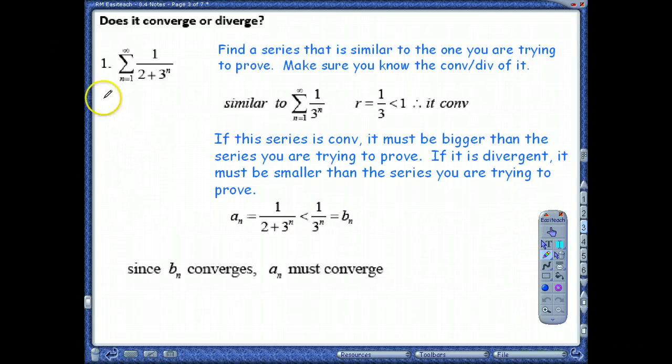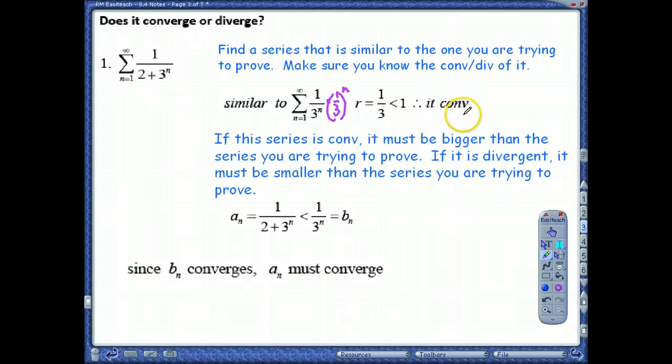On my first example here, I'm looking at 1 over 2 plus 3 to the nth power. I want to find a series that is similar to the one I'm trying to prove. So I have 1 over 2 plus 3 to the nth, so I thought maybe I'll compare that to 1 over 3 to the n. I know what's happening there. I know that's a geometric series, and r is 1/3, because remember you can rewrite that as (1/3) to the nth power. So by the geometric test, I know that this converges.